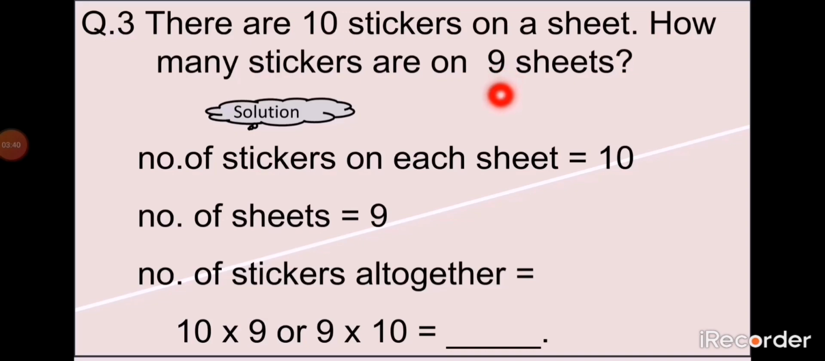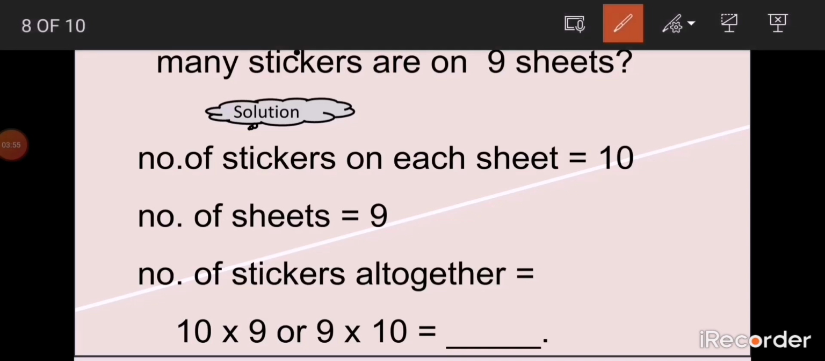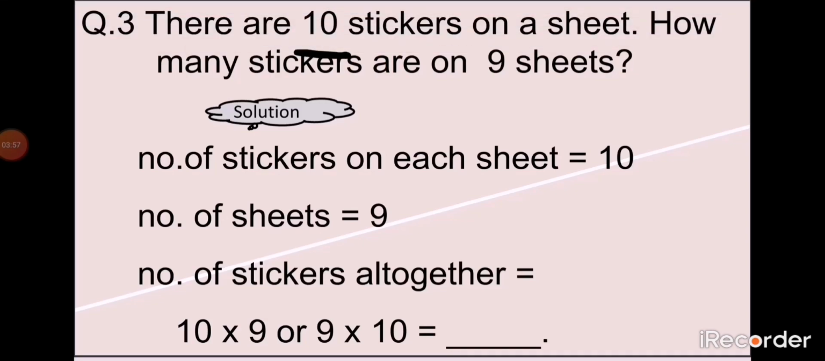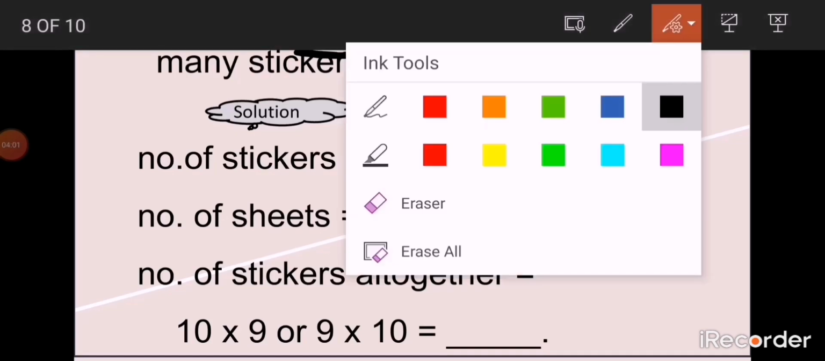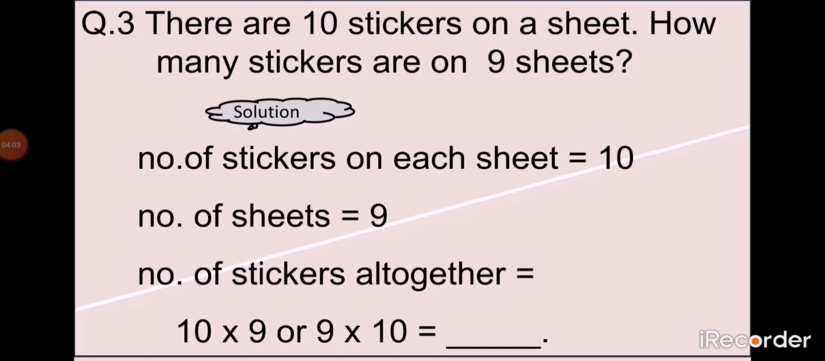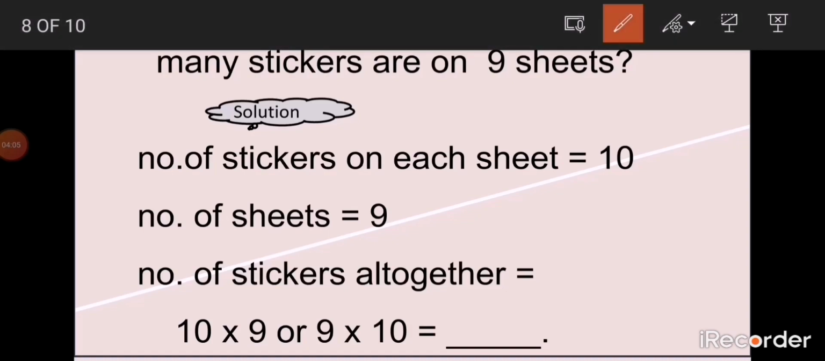So, again, one more multiplication question. We will make the statements first. Make a solution cloud with a color pencil. And remember, always leave one line when you write maths work. Now, look at the first number present in the question. The first number is number 10. And 10 is representing stickers here.